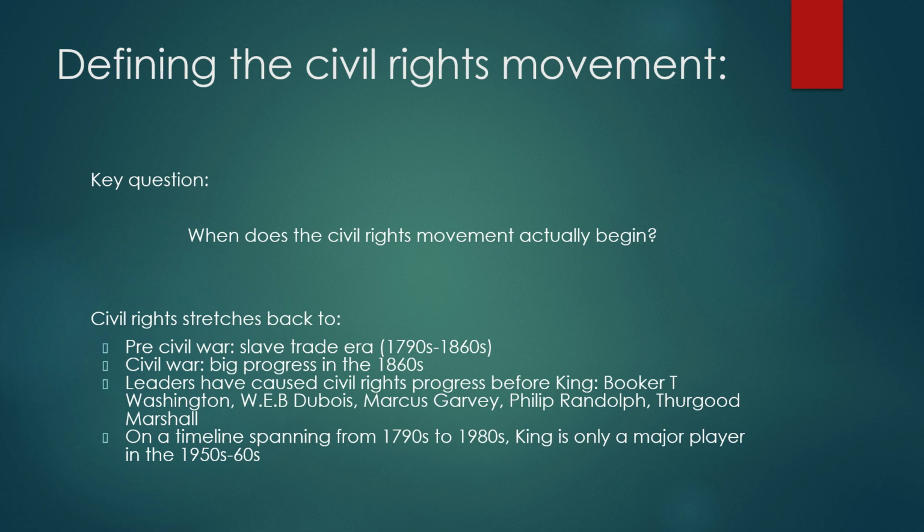We had, of course, the Emancipation Proclamation from Lincoln, the Reconstruction Amendments, the Enforcement Acts, and many other civil rights leaders as well. Booker T. Washington, Du Bois, Marcus Garvey, Randolph, Marshall. The list goes on. And so it really depends where in the timeline you are, which leader gets the most importance and which one we can give the most focus to. So really, on a timeline that spans from the 1790s to the 1980s, King is but a major player in about 20 years of that timeline.